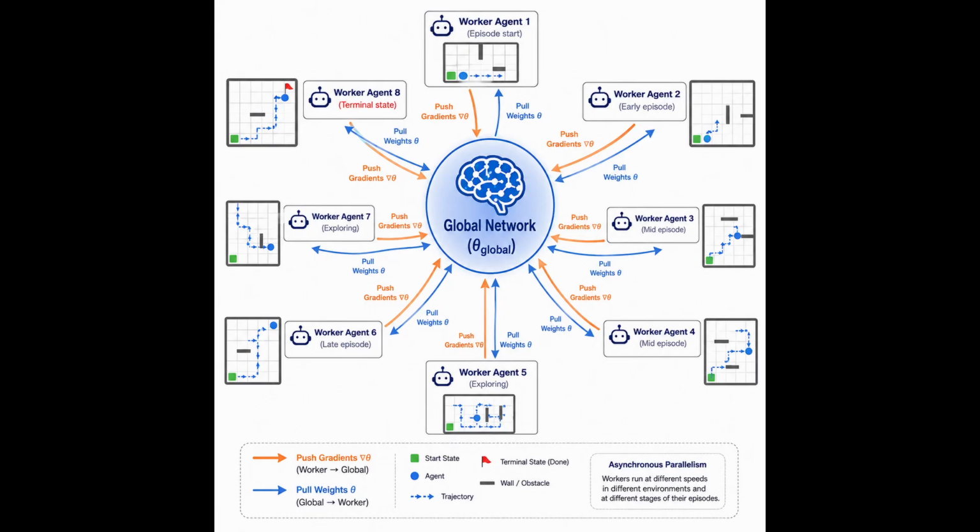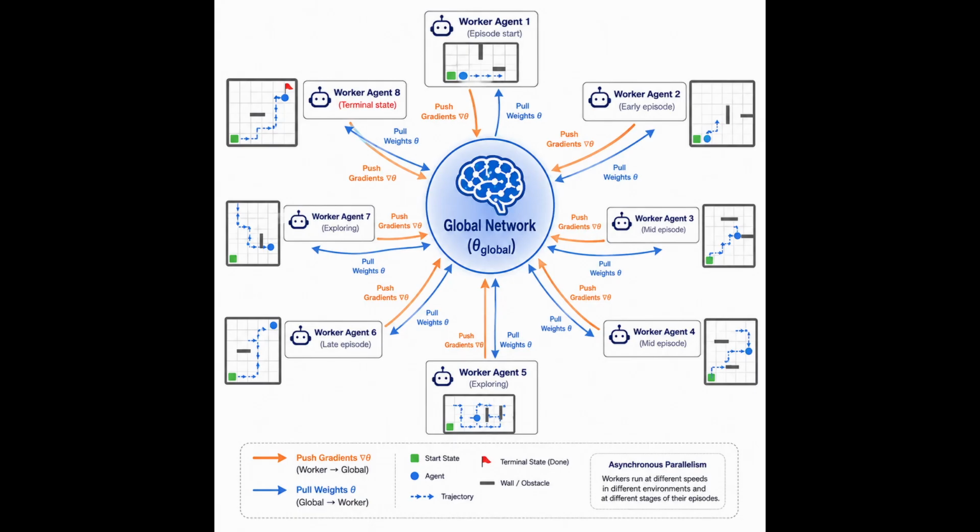The problem: sample correlation. Before we get to A3C specifically, there's a fundamental problem with training neural networks on RL data: temporal correlation. Sequential experience from a single agent is highly correlated. Each state is similar to the last. Training a neural network on correlated data leads to unstable, slow learning. DQN solved this with experience replay, a buffer of past transitions that you sample randomly from.